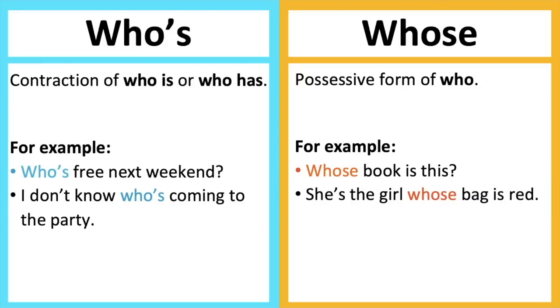A common mistake is to use these words interchangeably. This is grammatically incorrect. An easy way to realize if you're using the correct word is to identify whether the sentence would still make sense if you used who is or who has in the sentence. If it does make sense, then you use who's with the apostrophe. If it doesn't make sense, then you use whose, as you're most likely to be talking about possession.